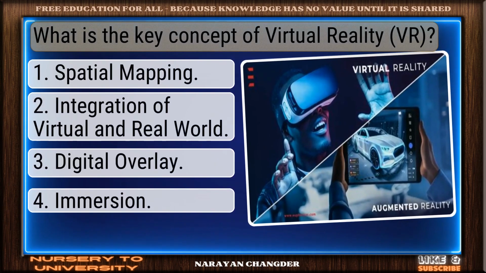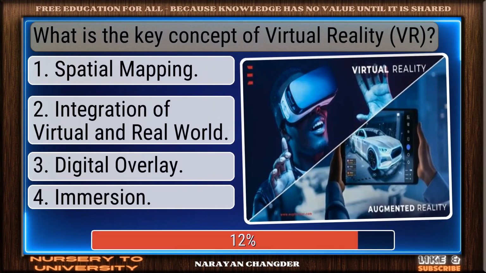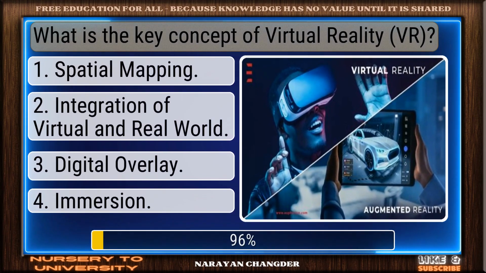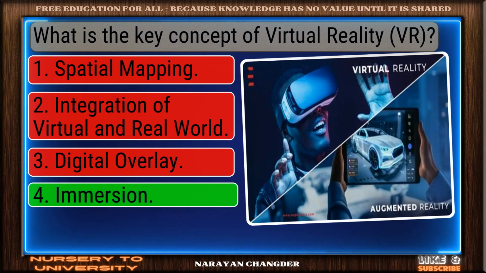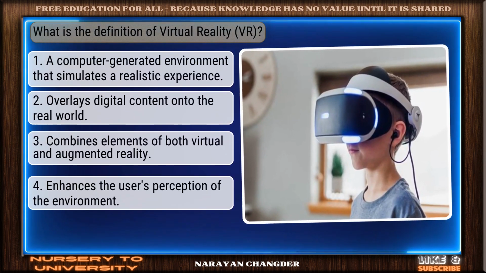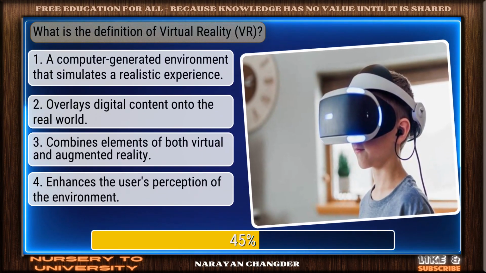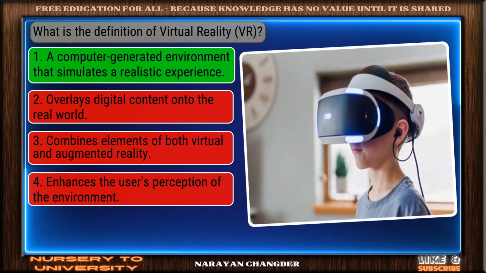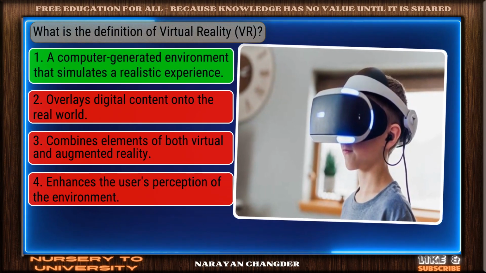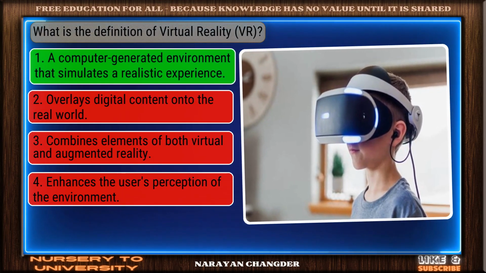Question number 61. What is the key concept of virtual reality? Well picked. Immersion is the correct answer. Question number 62. What is the definition of virtual reality? Excellent. A computer-generated environment that simulates a realistic experience is a brilliant choice.